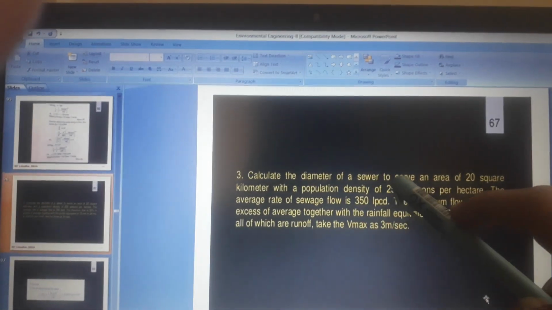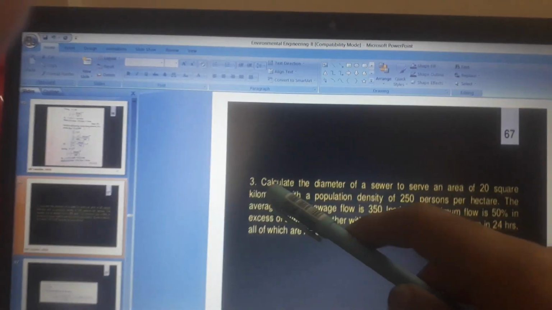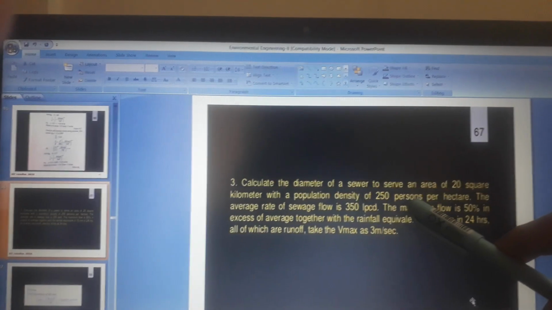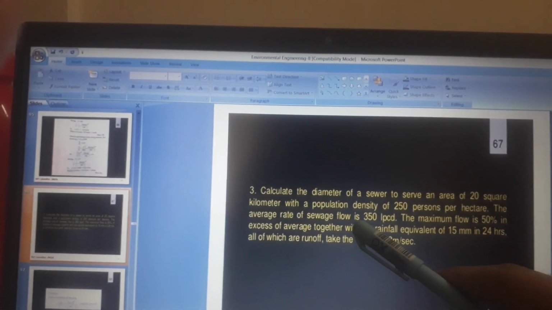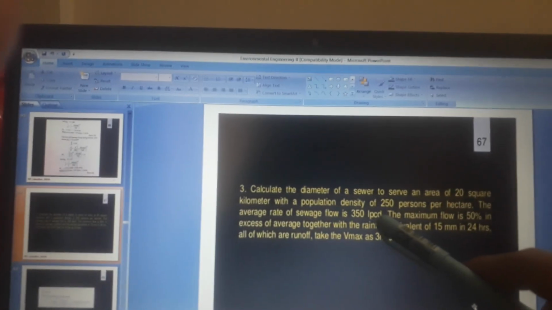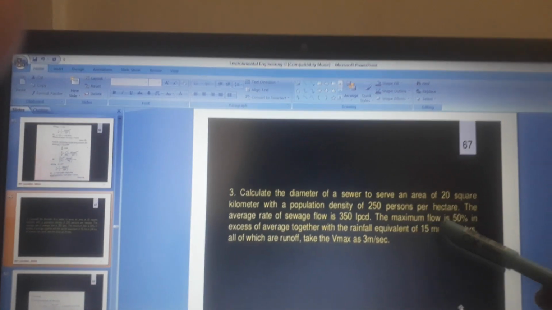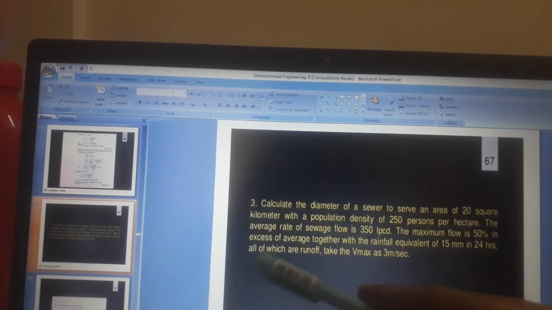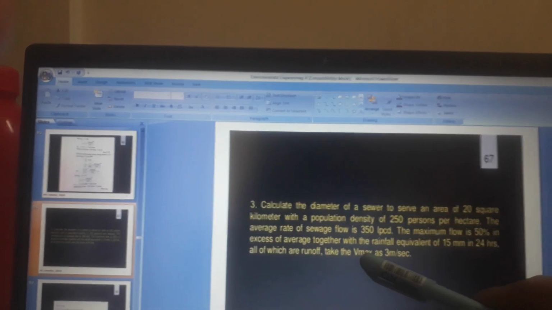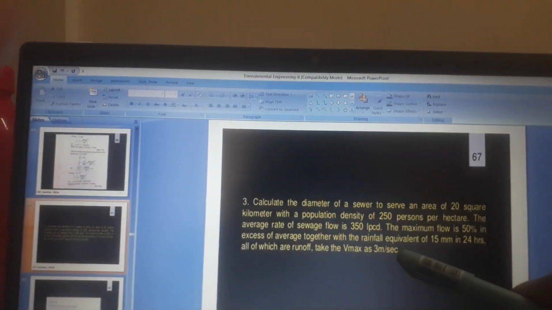Calculate the diameter of sewer to serve an area of 20 square kilometer with population density of 250 persons per hectare. The average rate of sewage flow is 350 liters per capita per day. The maximum flow is 50% in excess of average, together with rainfall equivalent of 50 mm in 24 hours, all of which is runoff. Take the V maximum as 3 meter per second.